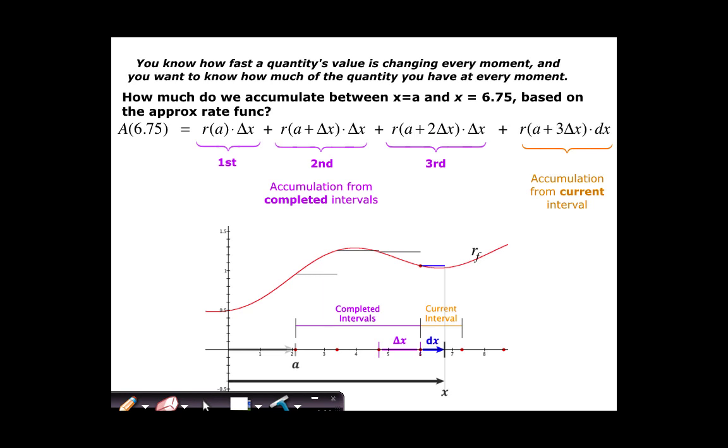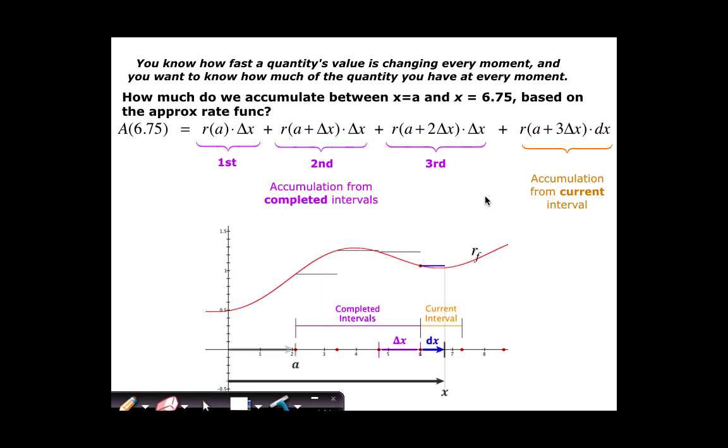And each of those full intervals, the first 3, are all multiplied by delta x. The last one is a little bit messier. It's not delta x, it's something between 0 and delta x, whatever delta x is. I can tell just visually looking at it that it's not all the way through that interval.